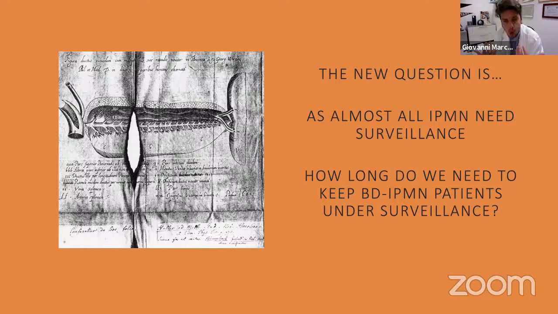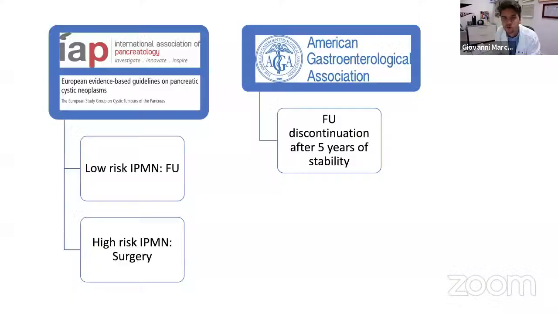So my new question for you, instead of having an answer, is: as we know that almost all IPMN need surveillance at the beginning, do we need to surveil all the IPMN? Because this is also relevant. I cannot only say, well, just watch all the IPMN and not care about, for example, the cost or the psychological burden of observing thousands and thousands of individuals with an IPMN.